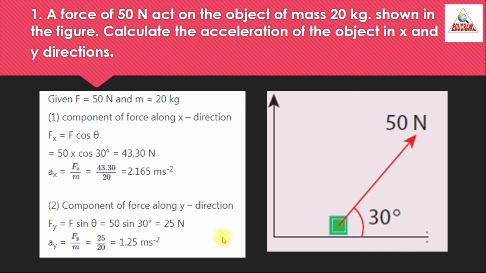So the acceleration along x-axis is 2.165 meter per second square and the acceleration along y-axis is 1.25 meter per second square.